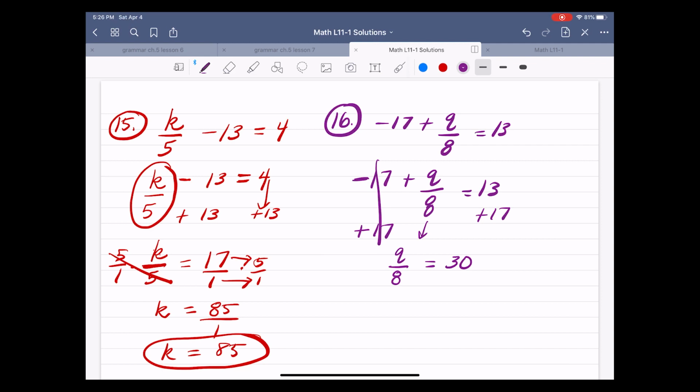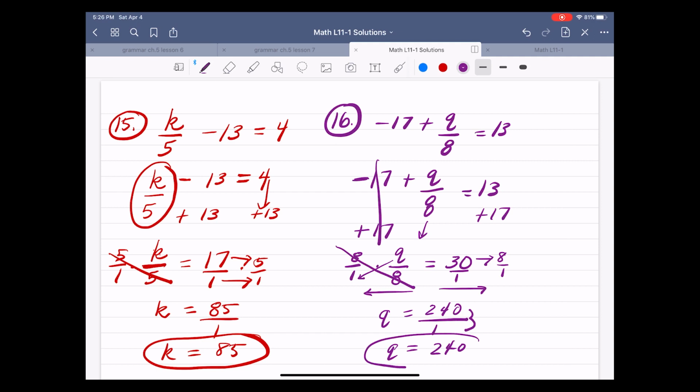Now, Q divided by 8 equals 30. I'm dividing by 8, so what's the inverse operation? I have to multiply by 8. If I multiply the left, I've got to multiply the right. And what can I do to 30 to turn it into a fraction? I can simply put it over 1. 8 and 8 cancel, and I'm left with Q over 1. Q divided by 1 is simply Q. 30 times 8 is 240. 1 times 1 is 1. Q equals 240 divided by 1, and my answer is 240.